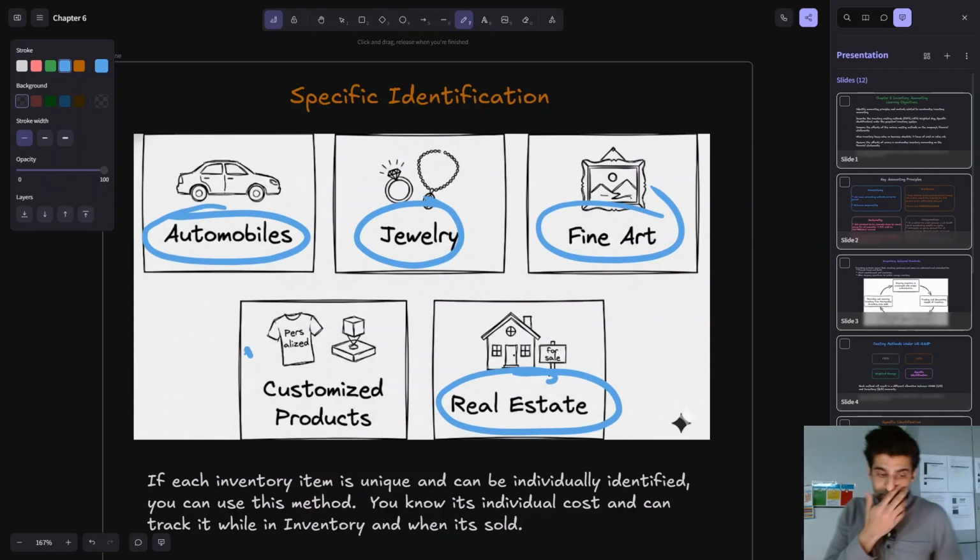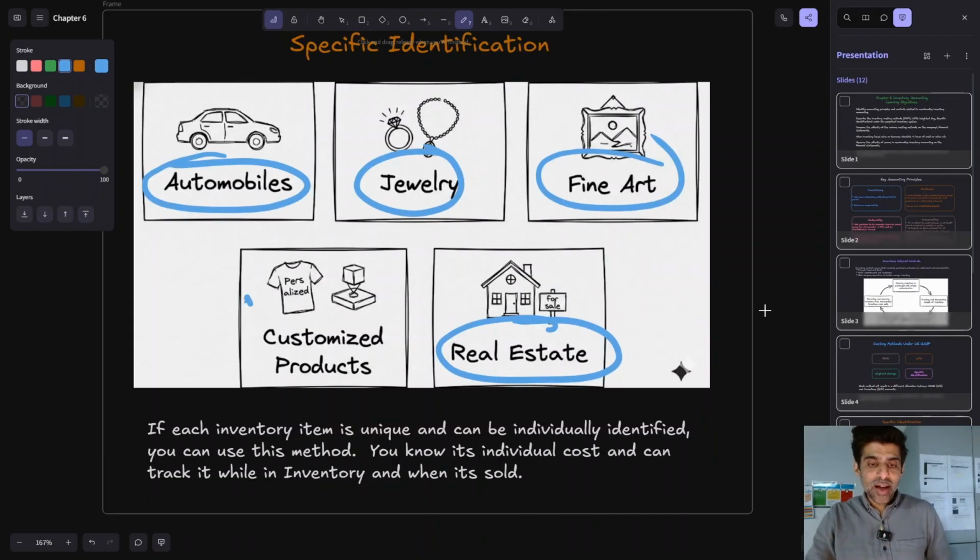Okay, so again, if you can identify specifically which item is being sold, you also can track how much you paid for that unique item. And so you can exactly match your revenues and your cost of goods sold. So this is, again, a kind of niche costing method, but you have to be able to track each individual inventory item individually, right?